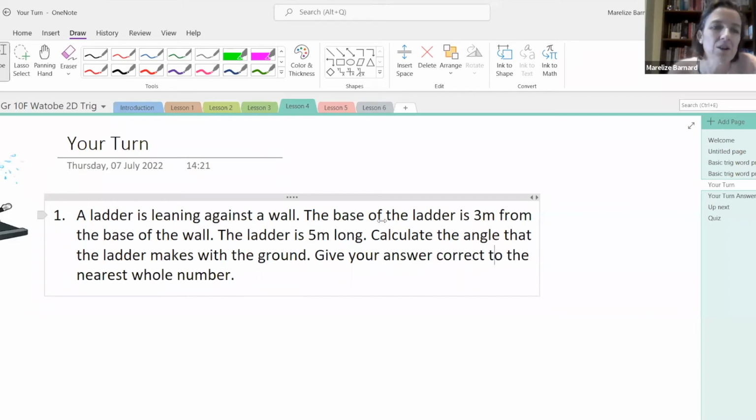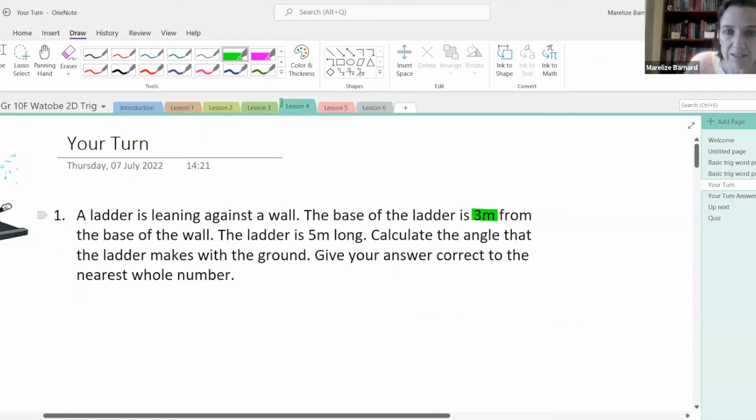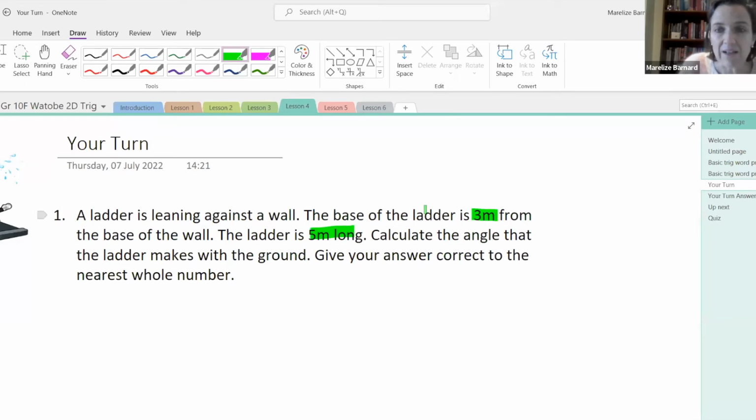Okay, so a ladder is leaning against a wall. The base of the ladder is 3 meters from the base of the wall. Okay, so this is important. And the ladder is 5 meters long. We are going to calculate the angle, that's important, that the ladder makes with the ground. Give your answer correct to the nearest whole number.